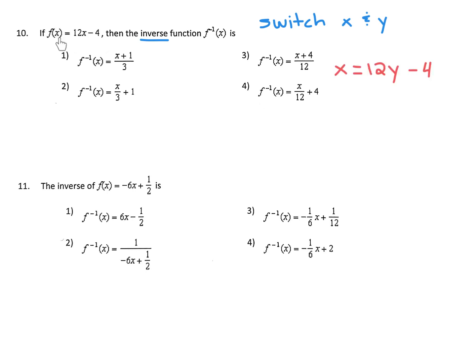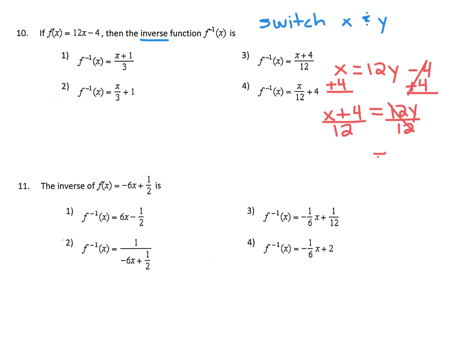Okay, so there you have it. The y becomes an x, and the x becomes a y. And now all we have to do is get this y all by itself. So let's first add 4 to both sides of the equation, which will leave us with x plus 4 on the left-hand side and just a 12y on the right-hand side. And then to get rid of the 12 in front of the y, let's just divide both sides by 12.